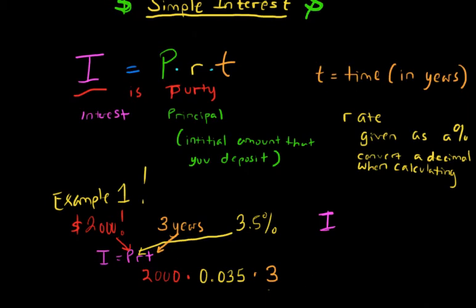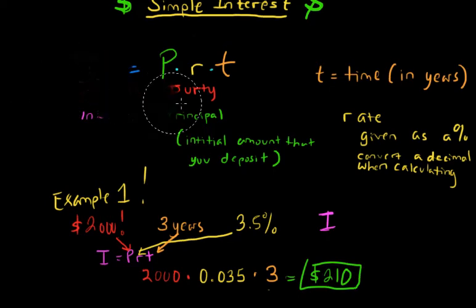And when you do that, I got an interest of $210. So after putting your money in the bank for 3 years, you earn an extra $210. That's exciting. So just for it sitting there, that's it. That's all. Just letting it sit there for 3 solid years, you earn an extra $210 for doing nothing, which is pretty awesome. Okay, so let's do a couple more examples.